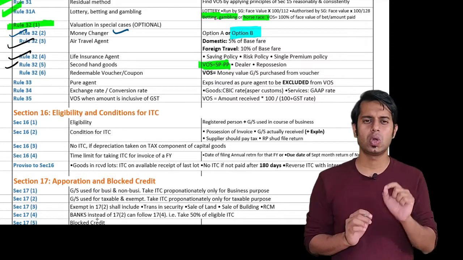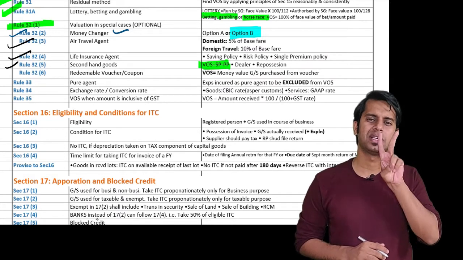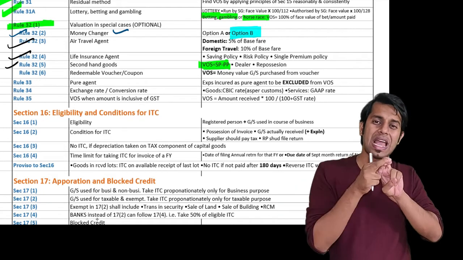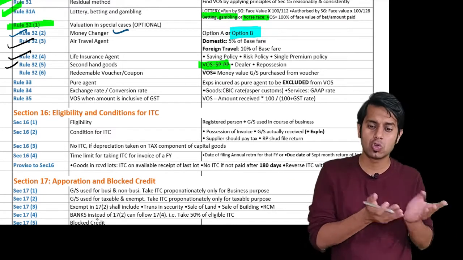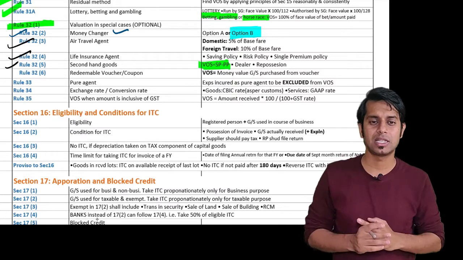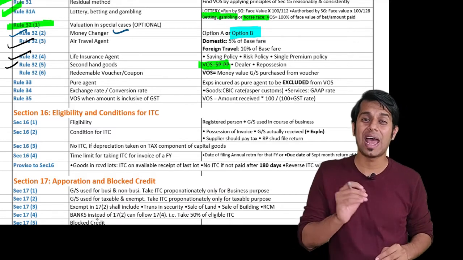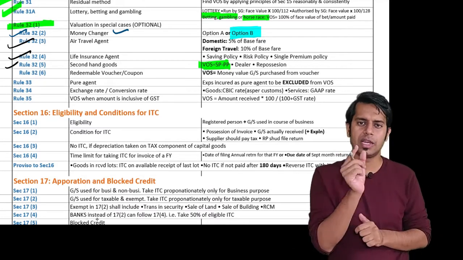Please note, rule number 32 is applicable for second hand goods provided two conditions are satisfied. Sir, what are these conditions? ITC should not be taken and the goods should be supplied as such. The dealer of second hand goods or the repossessor of second hand goods should supply the goods as such, whatever second hand goods he has taken, without making any changes. However, he can make minor changes.